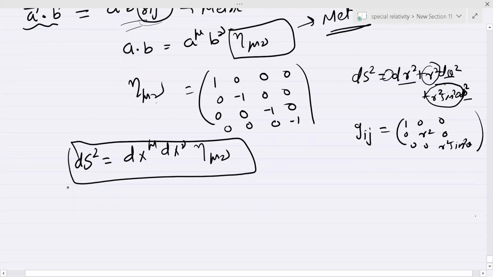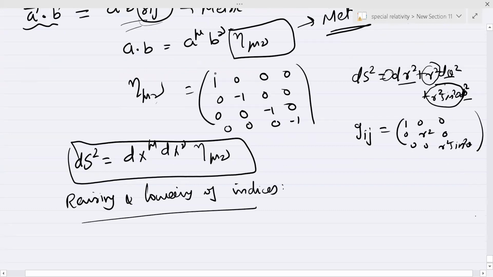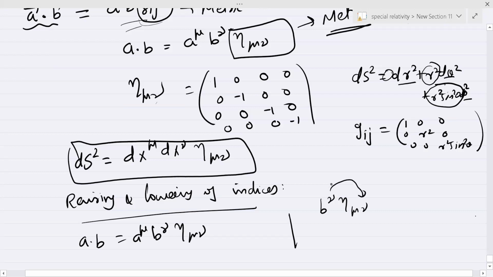Then we talked about the raising and lowering of indices. So a dot b is equal to a^mu b^nu eta_mu nu. We can write b_mu as b^nu eta_mu nu. This nu is summed over, repeated indices are summed over, so there is actually just one index left.